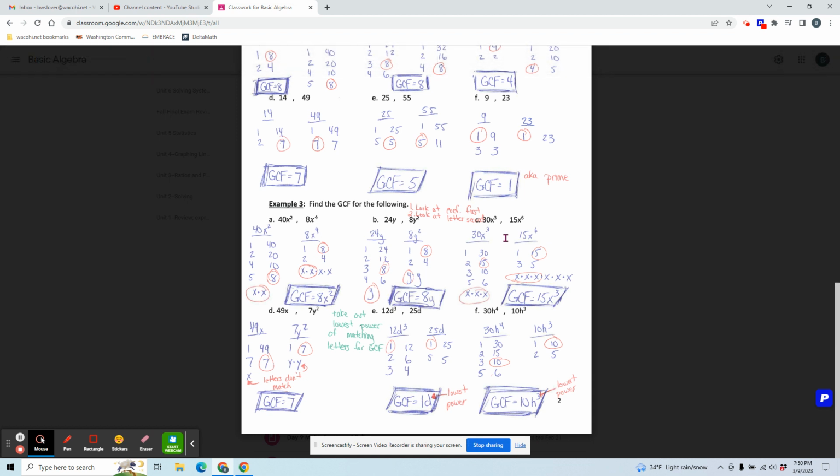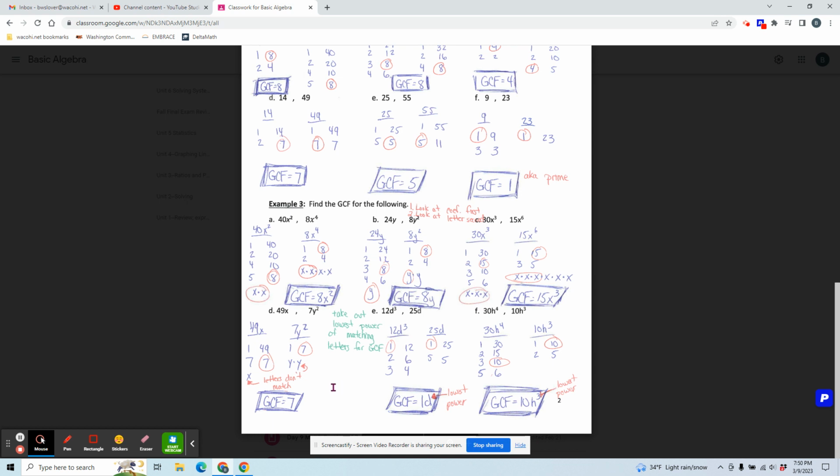Now letter C, same thing. Look for the greatest common factor. I list my factors of the coefficients, which are 30 and 15. I expand my variables. They're the same letter. I've got 3 of them. So my greatest common factor is 15x cubed.